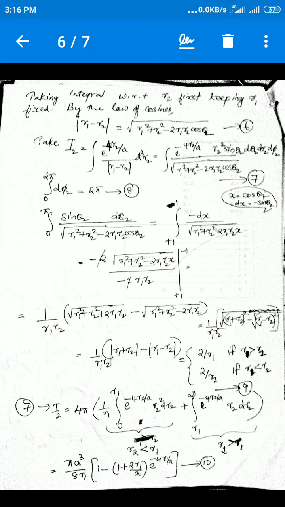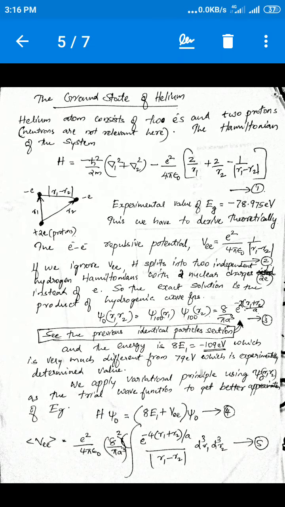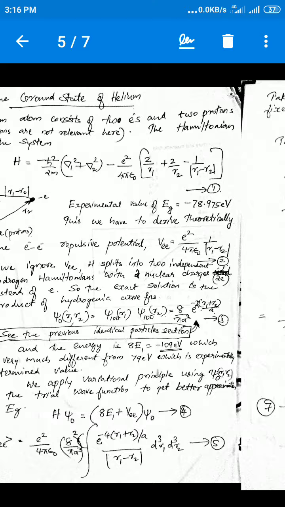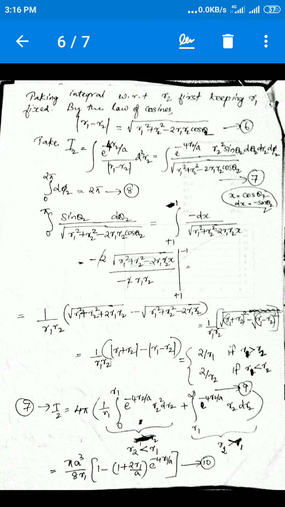So in this integration we have d cube r1 and d cube r2. So first let us take the integral with respect to r2, keeping r1 fixed. We know by the cosine law |r1 minus r2| is the root of r1 squared plus r2 squared minus 2 r1 r2 cos theta 2, where theta 2 is the angle between r1 and r2. As you can see here in this picture, the angle between r1 and r2 is theta 2. Okay, so equation number 6.